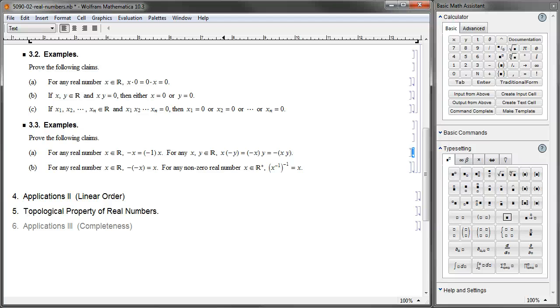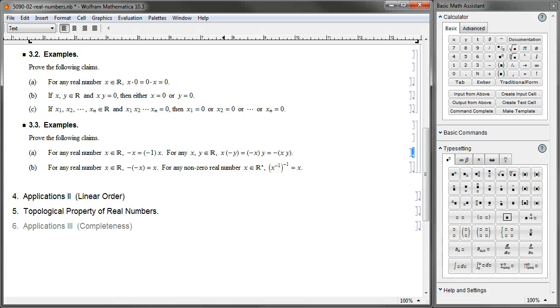Okay, just enough time for one more. Okay, let's do the next one. For any real number x, negative of negative x is equal to x. Double negative is positive. Yeah, that's something we have been using all the time, but that's not the way we defined the negative. We define negative x or negative y or whatever as the additive inverse.